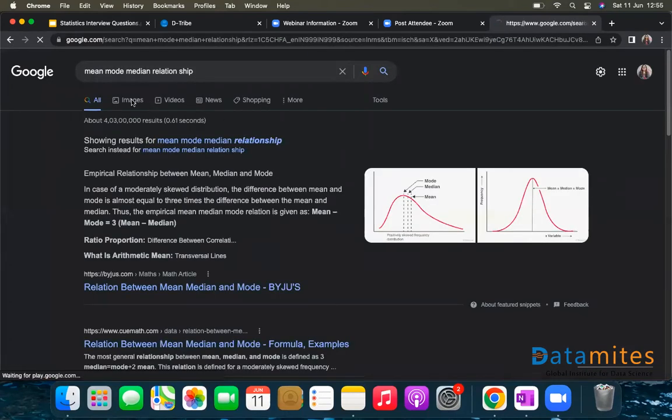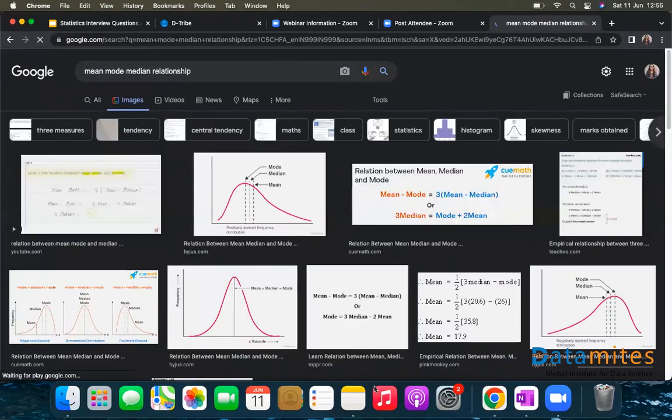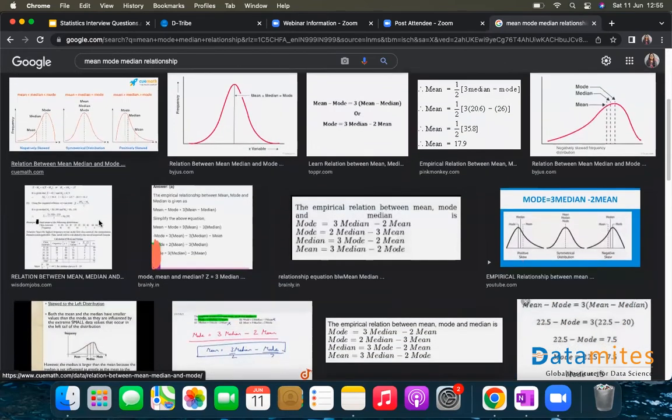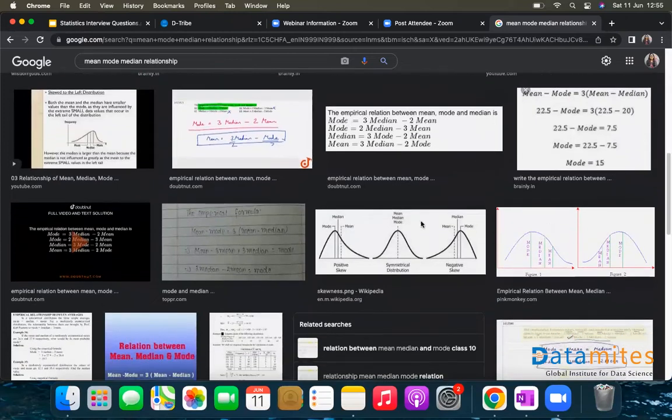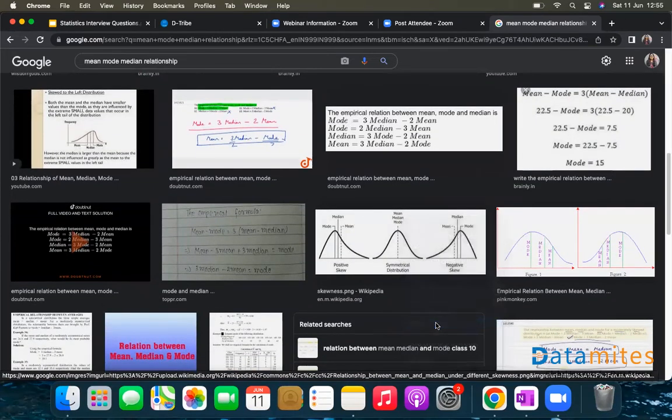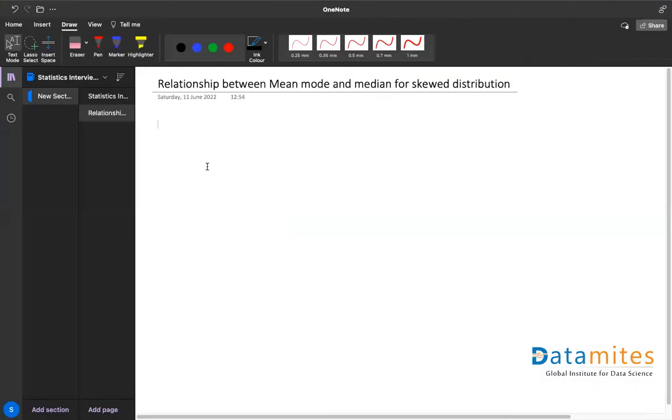Okay, so we'll take an image over here, and yes. So this image is from a Wikipedia page. Let me put it here.